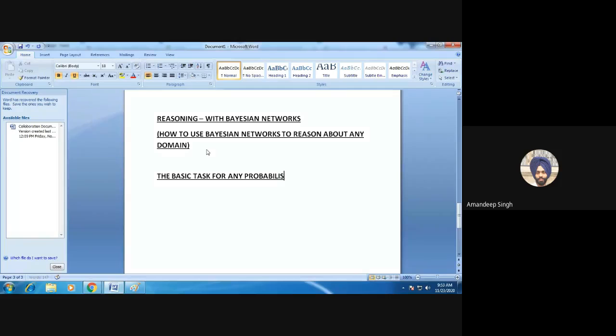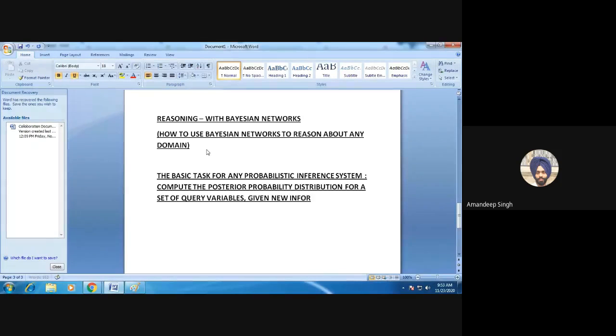Fine. What is there in this is that the basic task for any probabilistic inference system is to compute the posterior probability distribution for a set of variables given the new information about some evidence variables.